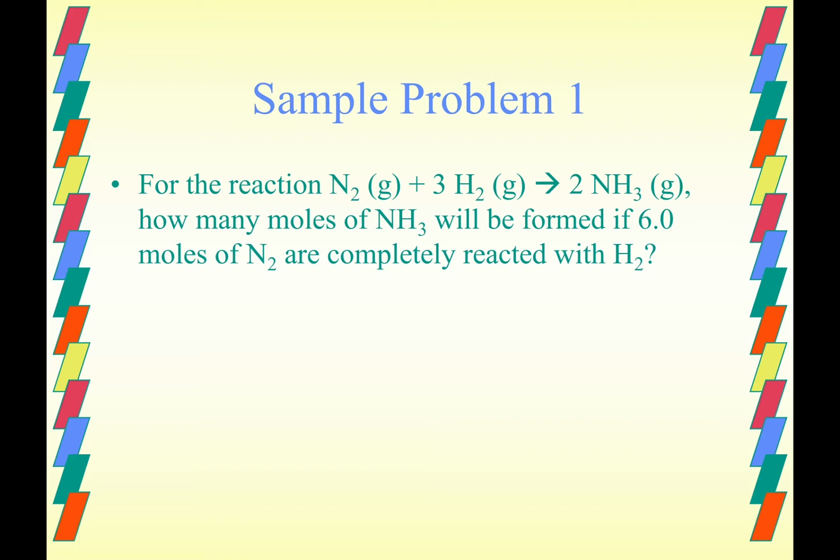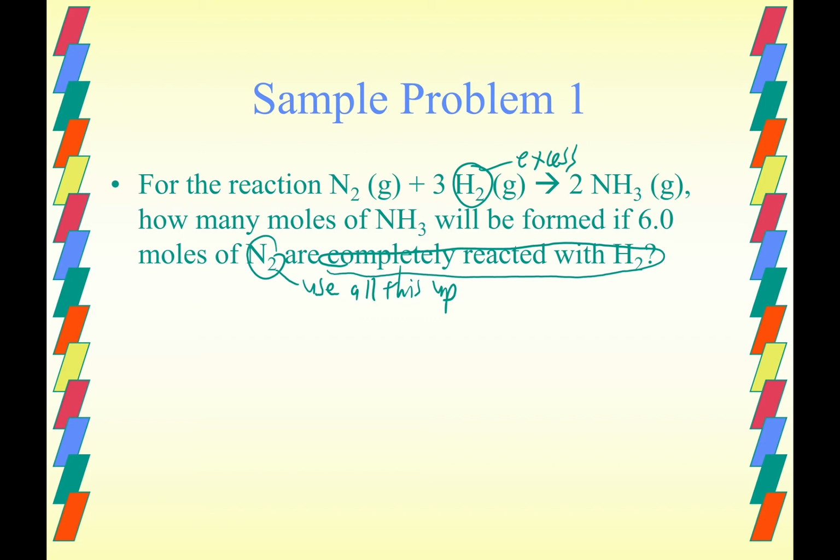So again, if we have our Haber process here, nitrogen gas plus hydrogen gas yields ammonia gas. How many moles of ammonia will be formed if 6 moles of N2 are completely reacted with H2? Completely reacted with H2 means that we're going to use all of this nitrogen up. And this is most likely going to be in excess.